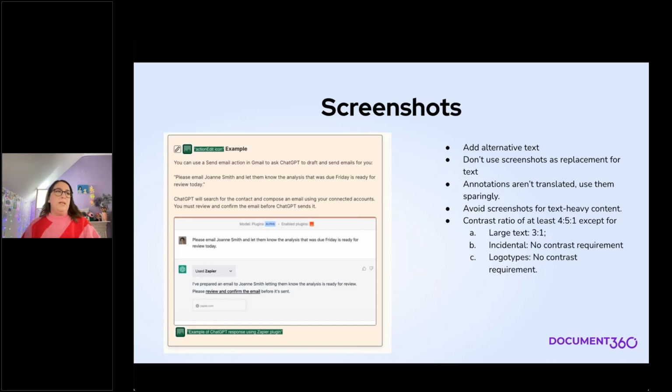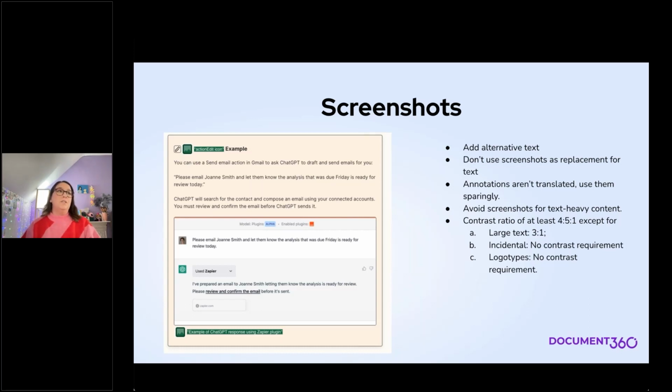And then the next point is when you do use screenshots, make sure they're not a replacement for text. So if there's a piece of information that's really crucial to the user's understanding or ability to do something, ensure that it's clearly written out in text and not just lost within the screenshot. This ensures that readers who cannot see or interpret your screenshot will still have access to the same information. And also, if you're going to be using annotations within your screenshots, use them sparingly as they can't be translated.